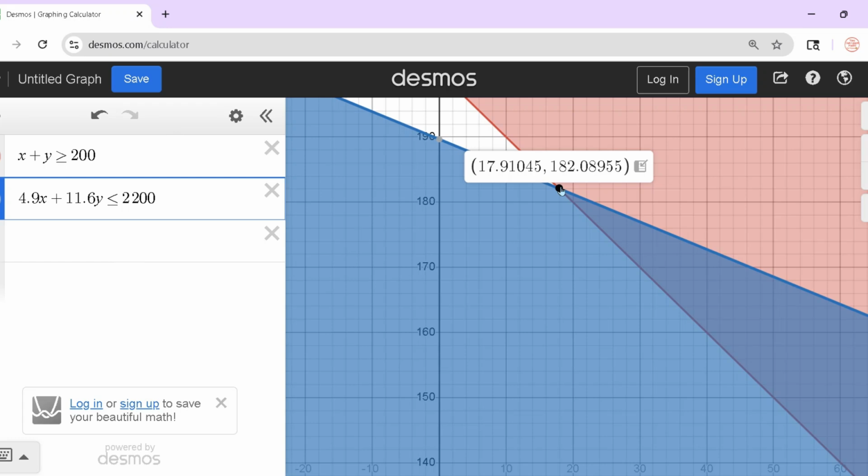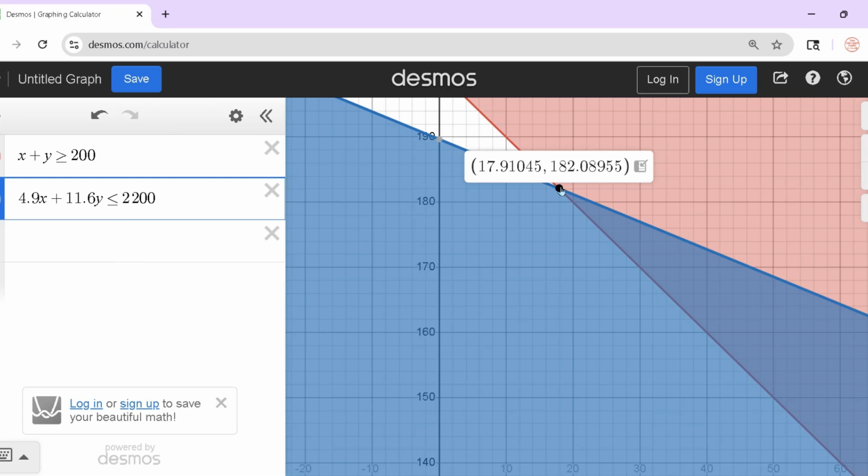Can I buy 182.08 candles? Not in this scenario. We cannot buy less than a whole candle, please. And then I want 17.9 of the small candles. No, we don't want that. So we want 182. Go one down. That's the most we can buy, 182 large candles, my y value. And that's my answer, 182.